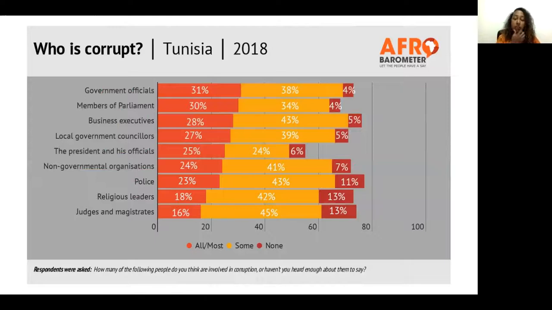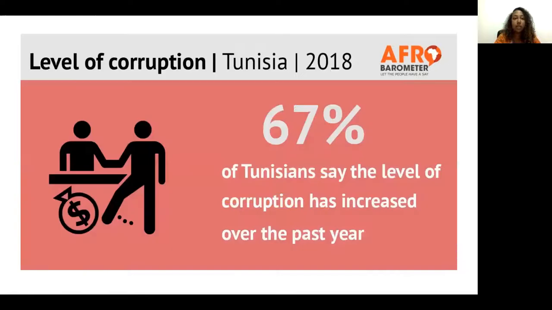So here you can see they've used a stacked bar chart, which is one of the ones I mentioned. In the next example, they have just used an icon and a number, another thing that I mentioned. You can see that it's very simple to understand, right? It says 67% of Tunisians say the level of corruption has increased over the past year. It's big, it's bold, you don't need to go into the report, it's easy to understand.